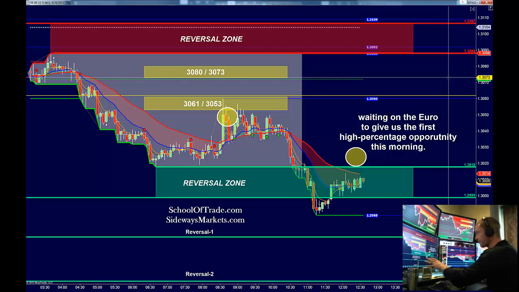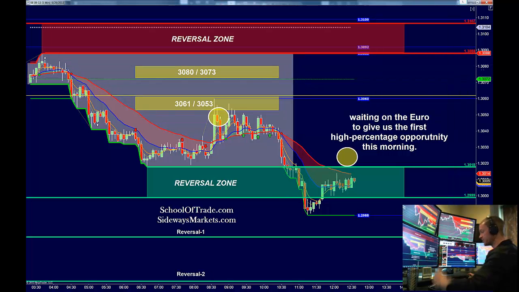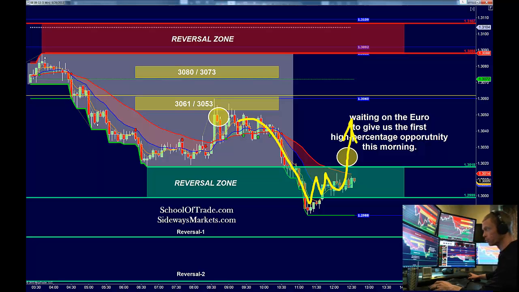Okay, this is the real-time chart now on this euro, and you can see here we did get one high percentage trade right at that 30.53 as we had defined earlier. Now we've buried ourselves into that reversal zone, and guys, you're looking good here for a long on the euro very, very soon. Just remember, though, this euro is going to wrap up very soon. It's very late in the day for the euro and the gold right now.